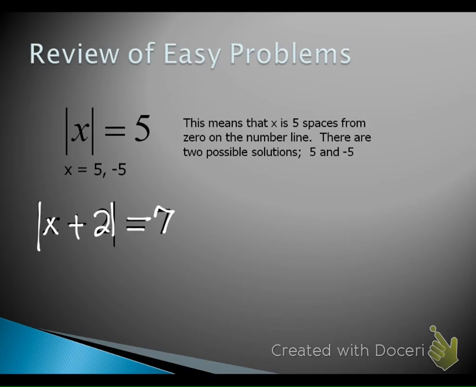Now you don't just have a variable, you have an expression. So this expression is going to be 7 units away. So that expression could either be equal to 7, that's 7 units away from 0, or -7.